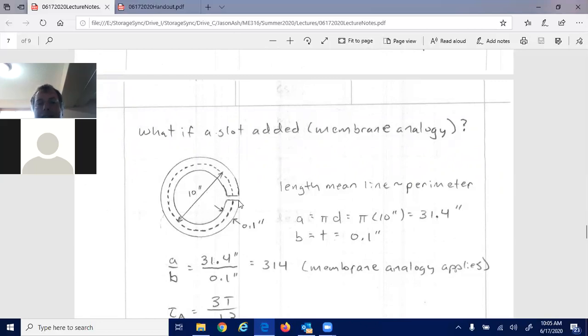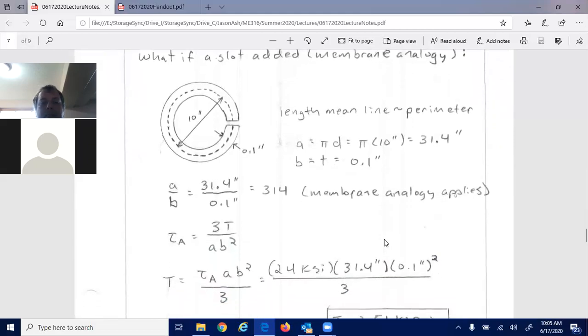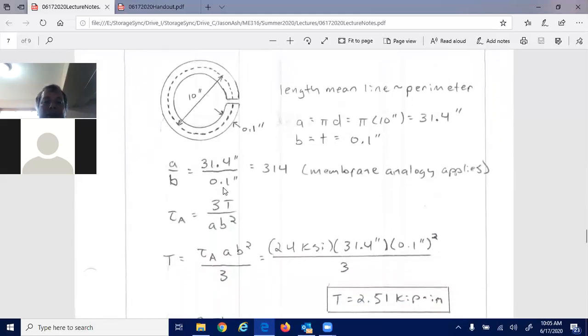With that being the case, A is the distance around the length of the median line, so that's the circumference, pi times diameter, which would be 31.4 inches, and B, our thickness, is equal to 0.1 inch, if we relate that back to the membrane analogy. If we look at that ratio of A over B, we get 314, which is well above 10, so we're well into the membrane analogy area.